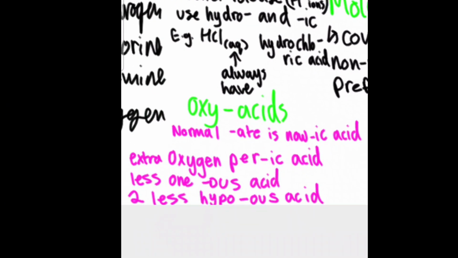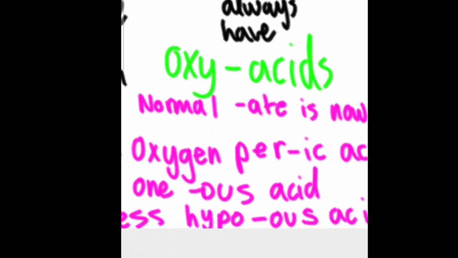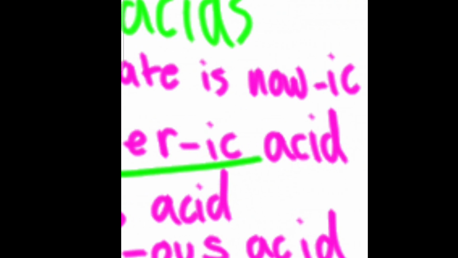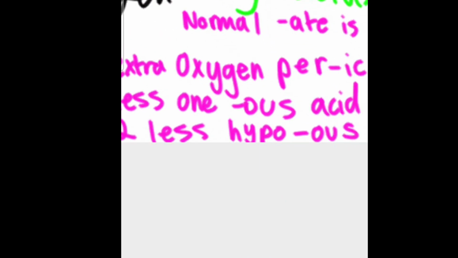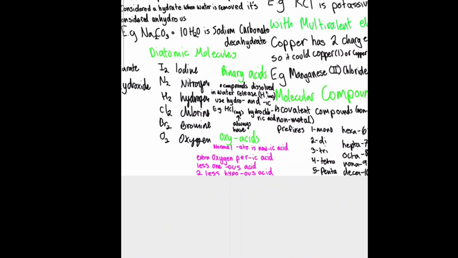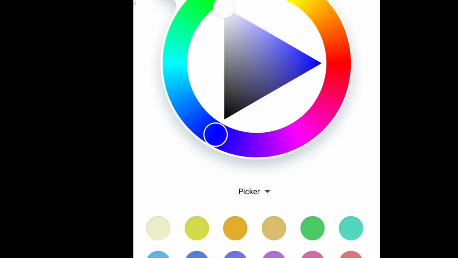Okay, on to oxyacids. The normal, which is ate, like chlorate, is now going to be turning into ic acid. If you have one extra oxygen, which is per-ate, you're now going to be per-ic acid. If you have one less, which is the ite, you're going to have ous acid. Remember your acids. If you have 2 less, it's going to be hypo-ous acid. Okay. Let's do it. Pause the video if you need, but I'm going to start doing them in 3, 2, 1 as I get a new color out.